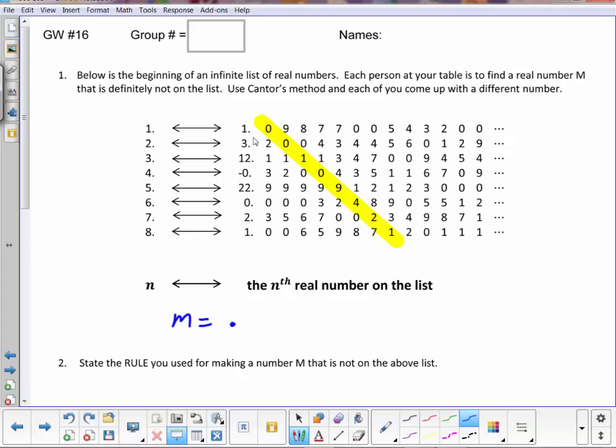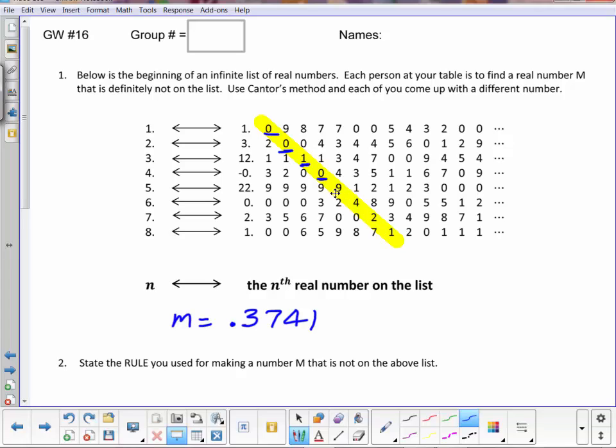So for my first number, first position after the decimal point, I will dodge it and place it in the first position after the decimal point of my number M. Next I go to the second number, second position, and I dodge the second position and place it in my second position of my number M. I next go to the third number, third position, note what's there, dodge it, and place it in my third position of my number M. I go to the fourth number, fourth position, dodge it, place it in the fourth position of my number M.